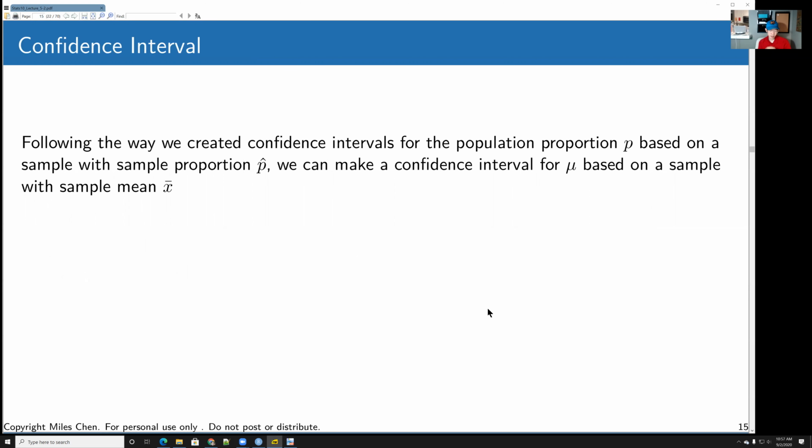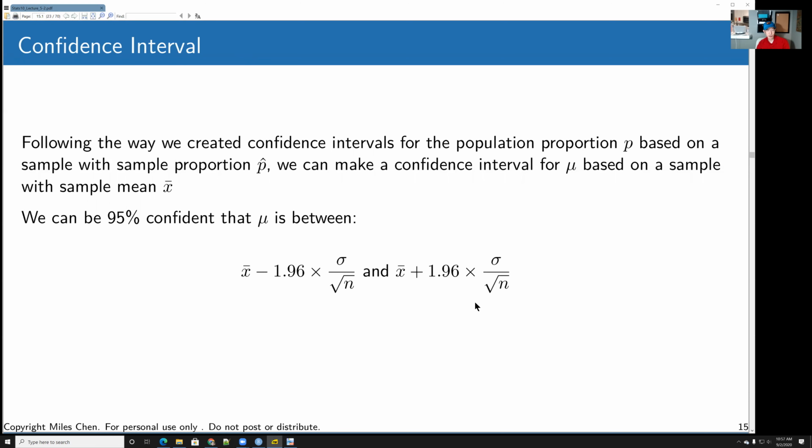In a similar way that we created confidence intervals for the proportion when we were dealing with categorical variables, we can create confidence intervals for the population mean based on your sample mean. And so we can say we're 95% confident that mu is between the mean of our sample, x bar, plus or minus 1.96 times my standard error, which is sigma divided by the square root of n. Right, and so this is where we are.